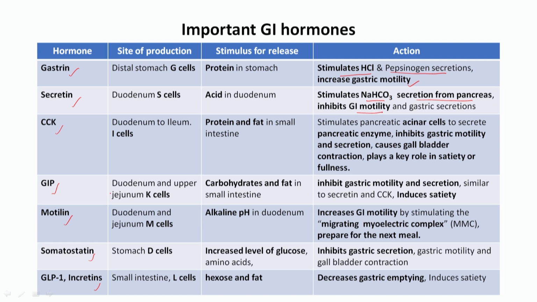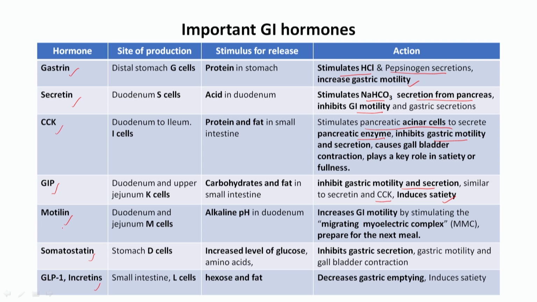Then cholecystokinin stimulates the pancreatic acinar cells to secrete pancreatic enzymes, and it also inhibits gastric motility. Then GIP inhibits gastric motility and secretion, similar to CCK, and it induces satiety, meaning fullness. It is also called a fullness hormone.